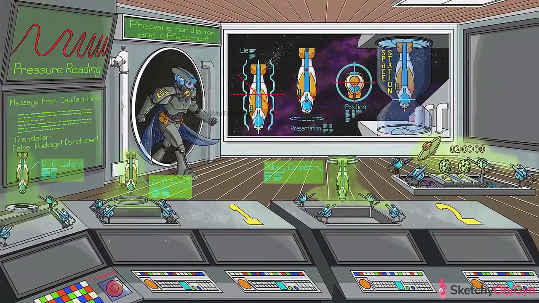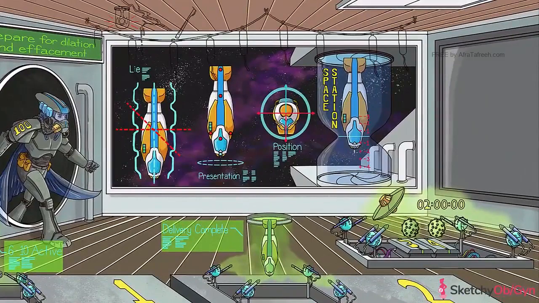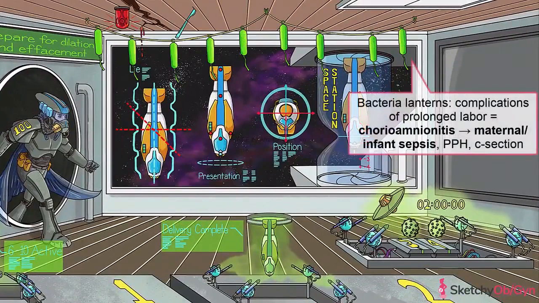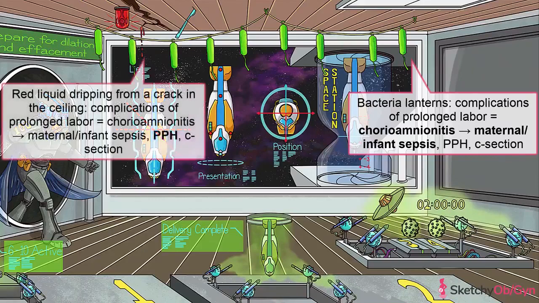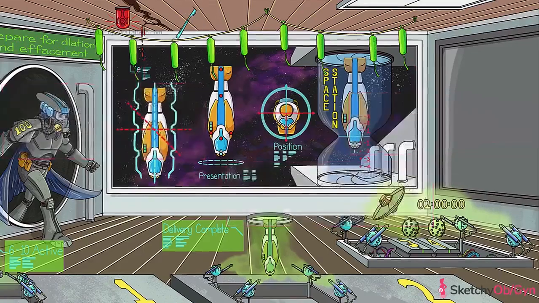Now that we've reviewed some key definitions, let's go over what's considered abnormal labor and why we care about it. All of the complications of prolonged labor are going to surround this alarm that's going off. They include infection, especially chorioamnionitis, which can lead to sepsis in the mom and baby, symbolized by our recurring bacteria lanterns, postpartum hemorrhage, symbolized by this red liquid leaking from the ceiling, and finally, if the fetus doesn't make it out vaginally, it still has to come out somehow, so abnormal labor can lead to surgical intervention, as in a C-section. We'll remind you of this with the scalpel stuck in the ceiling.